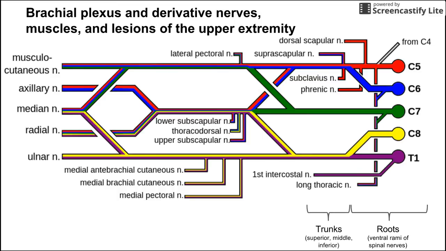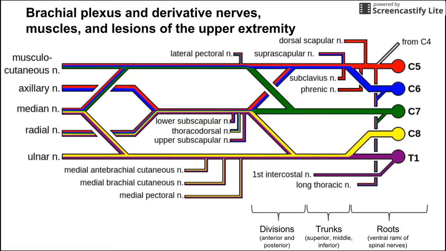These ventral rami then kind of combine into trunks. There are three trunks: the superior, the middle, and the inferior trunks of the brachial plexus. You can see that C5 and C6 combine together, C8 and T1 combine together to form trunks.